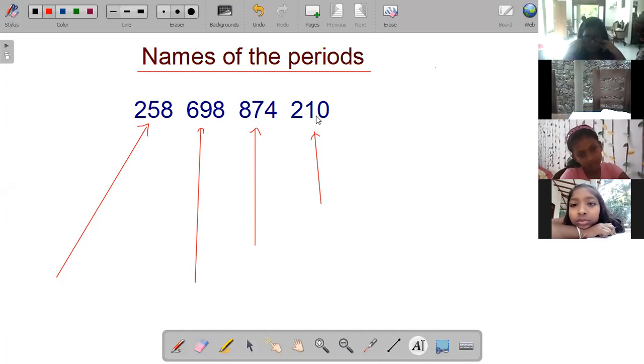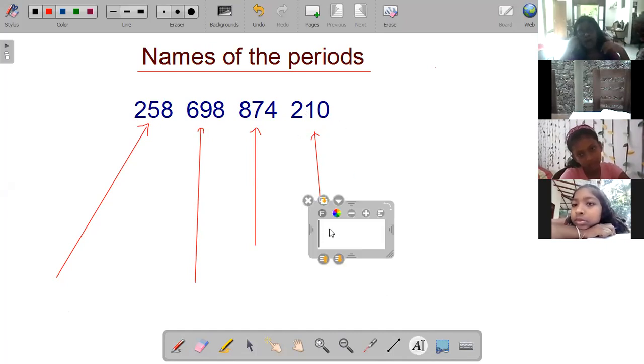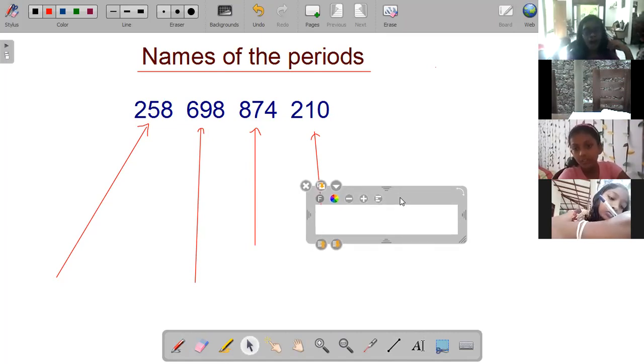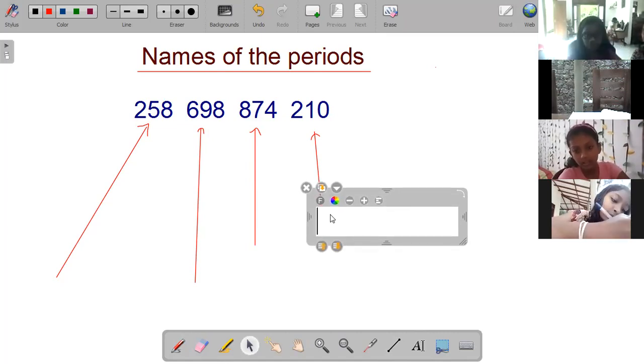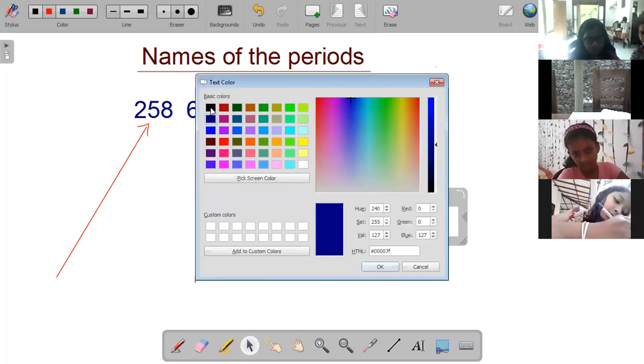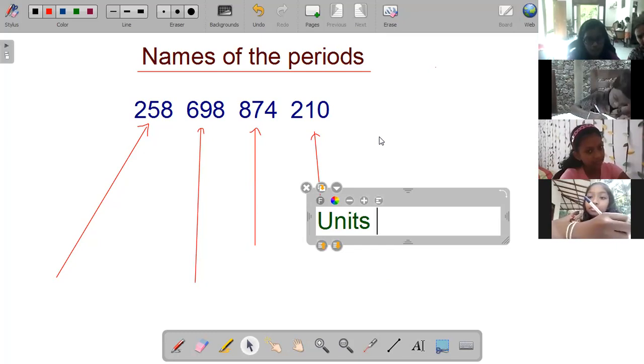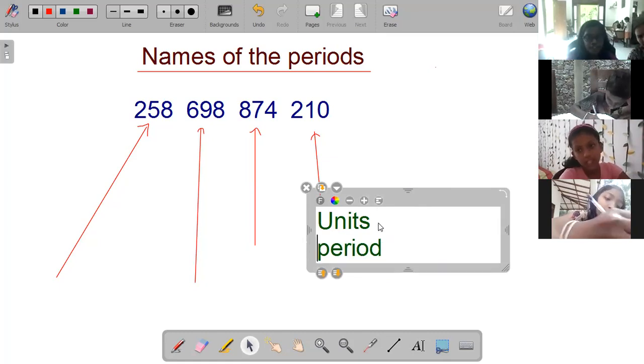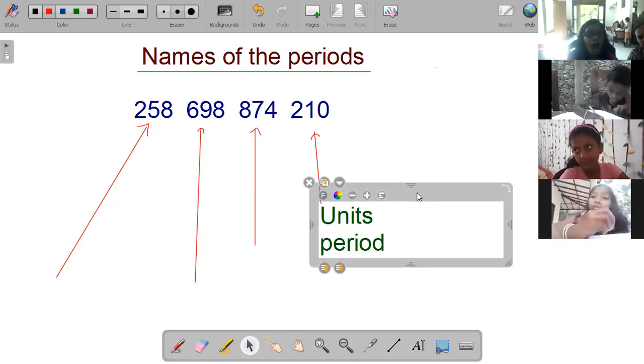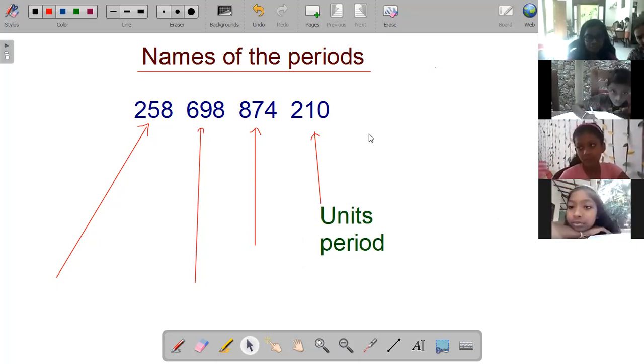Right. You remember the last period of the number. What is the last period of the number known as? Units period, right? Okay, are you clear? When you separate into periods, the last period is known as what? Units period. Okay, units period.